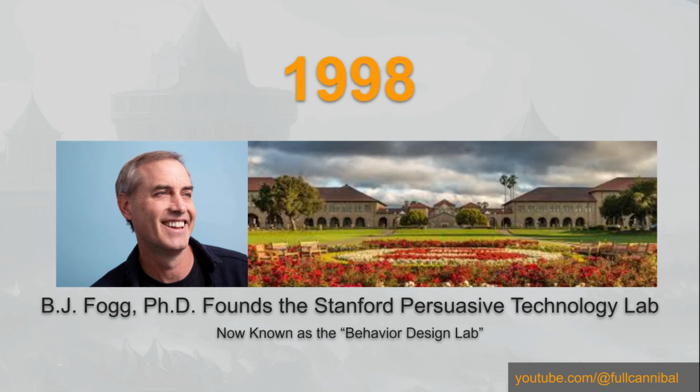So the next person I want to talk about a little bit is BJ Fogg, and he took a lot of what Cialdini had done and took it a little bit further in the technology space by founding the Stanford Persuasive Technology Lab in 1998. That's now known as the Behavior Design Lab at Stanford University. He really pioneered a lot of the thinking around what motivates people with technology, and how you can influence people's behavior and thoughts through technology.